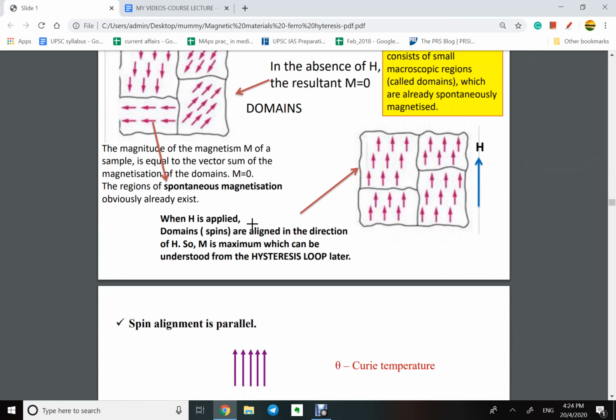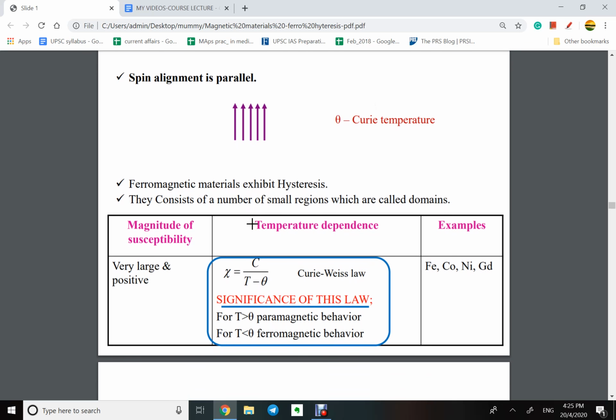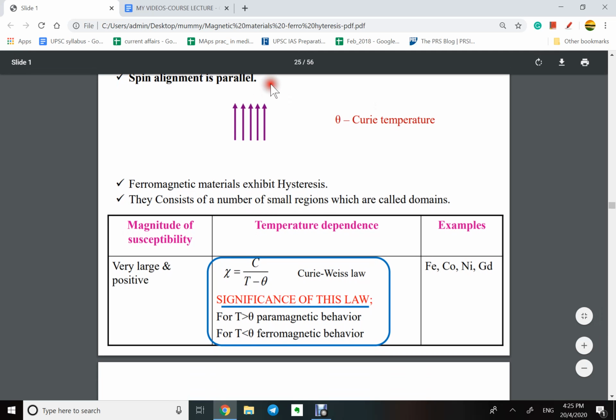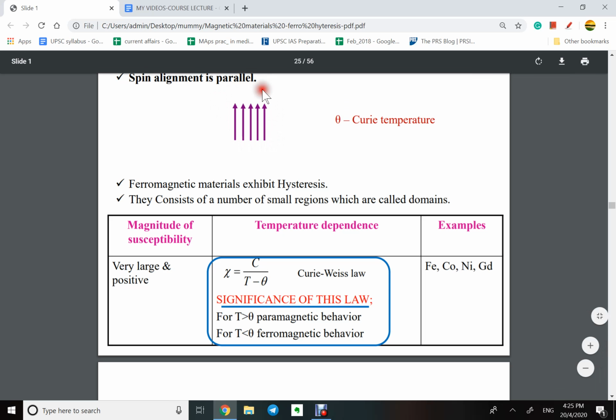Next, we will see the spin alignment in the case of ferromagnetic material. Now look at the spin alignment in the ferromagnetic material. All are aligned in the same direction. This is what we see in one domain. Spin alignment is parallel. In paramagnetism, it is random. In ferromagnetism, all the spins are aligned in the same direction, which we call spontaneous magnetization. Such alignment occurs in one domain. So in each domain, this is the case. Alignment is parallel, and all the spins are of the same magnitude.